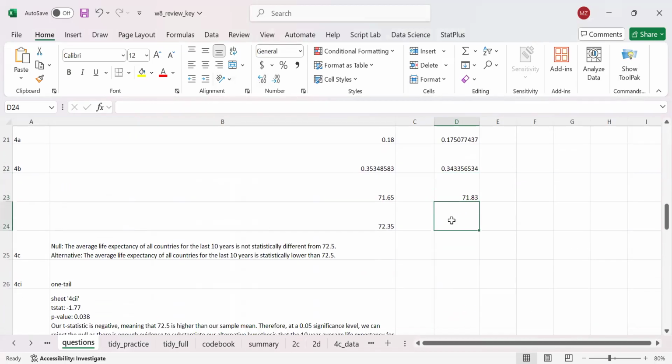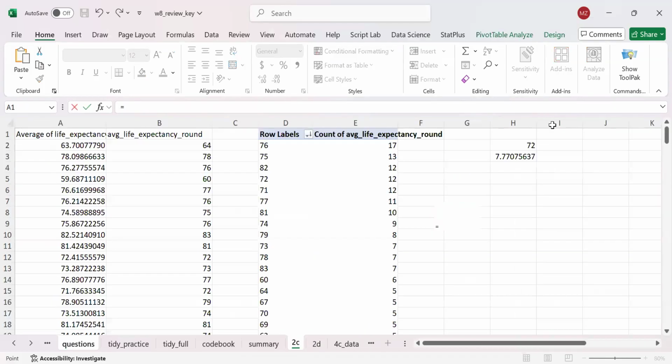Right? So that's your lower bound, and then your upper bound would be just this average plus the confidence value.